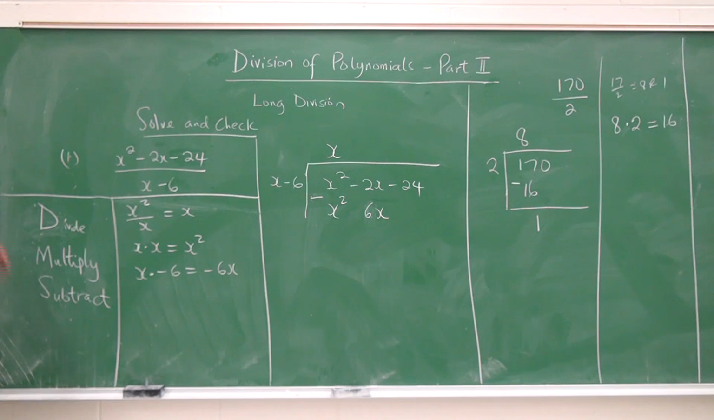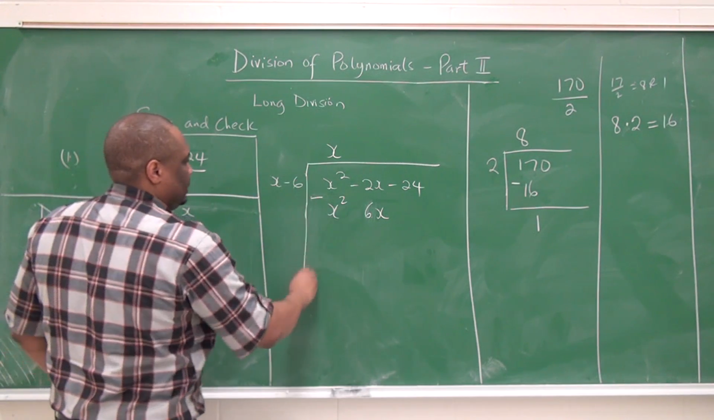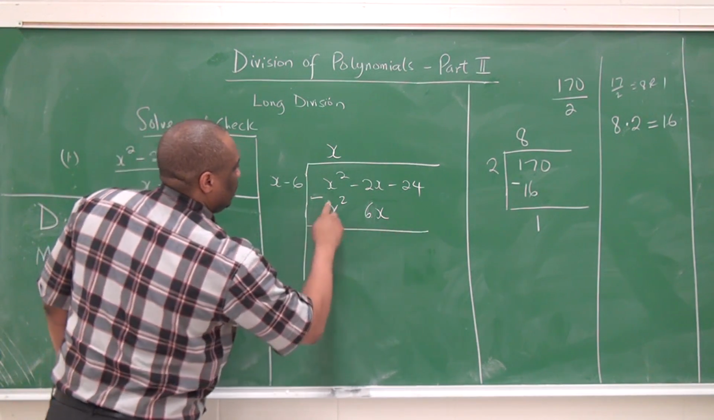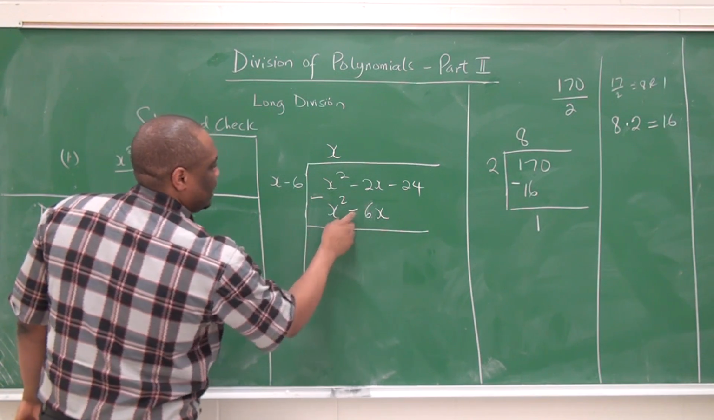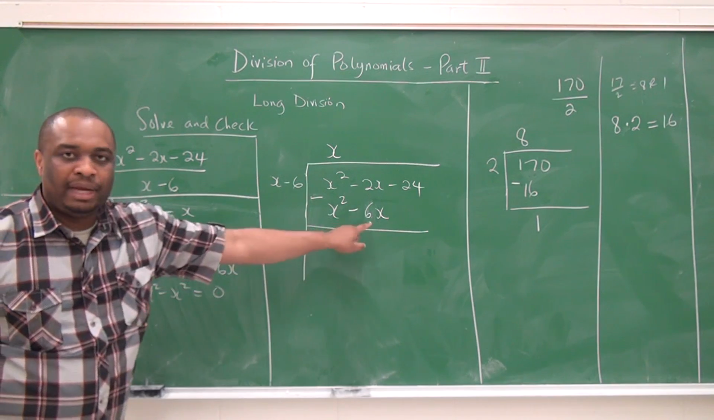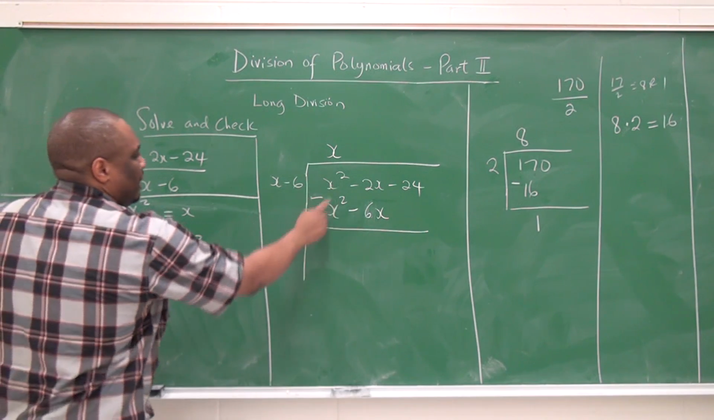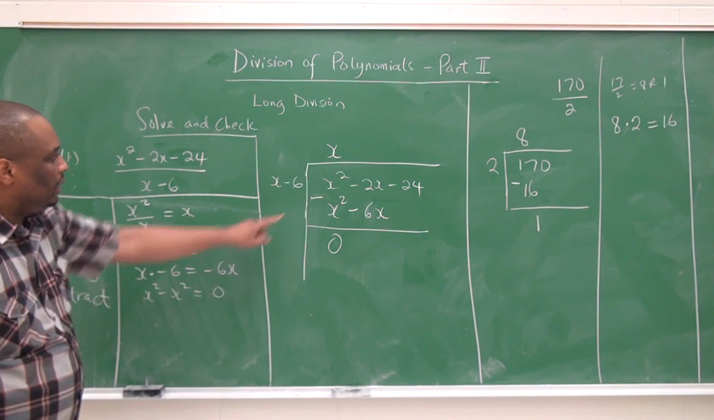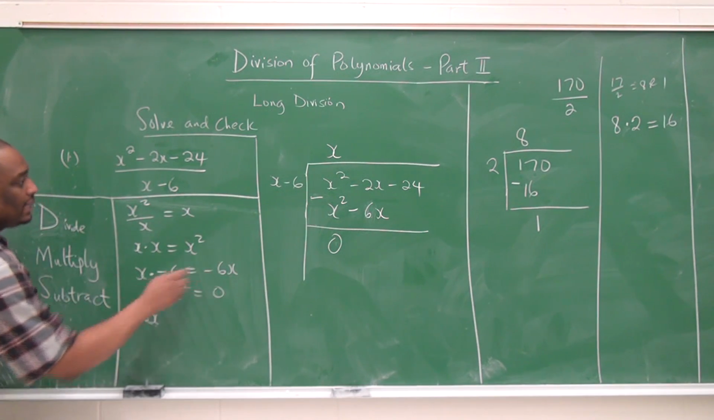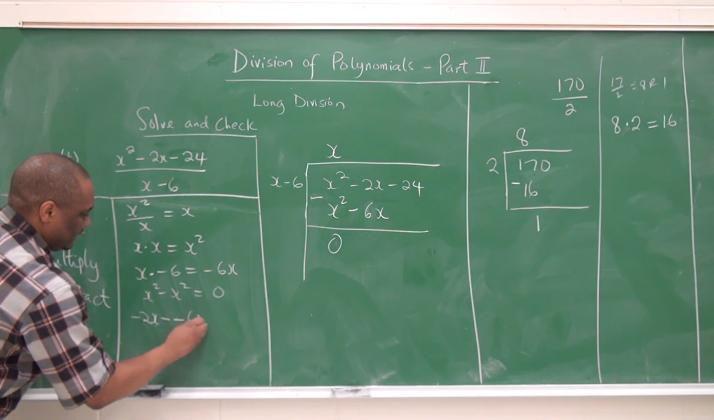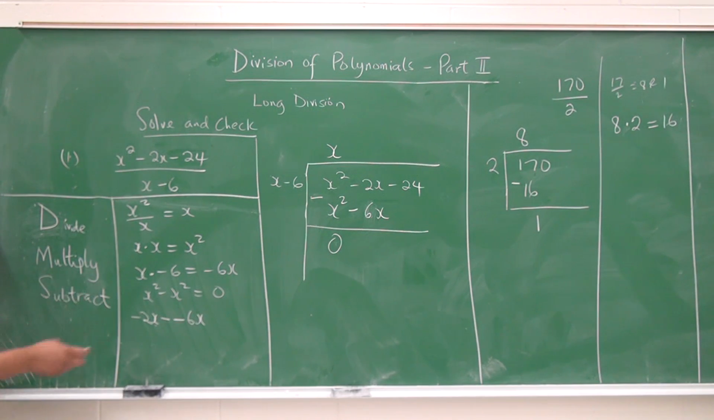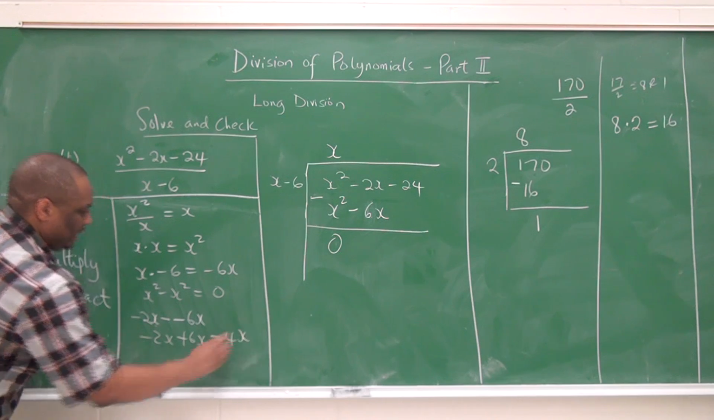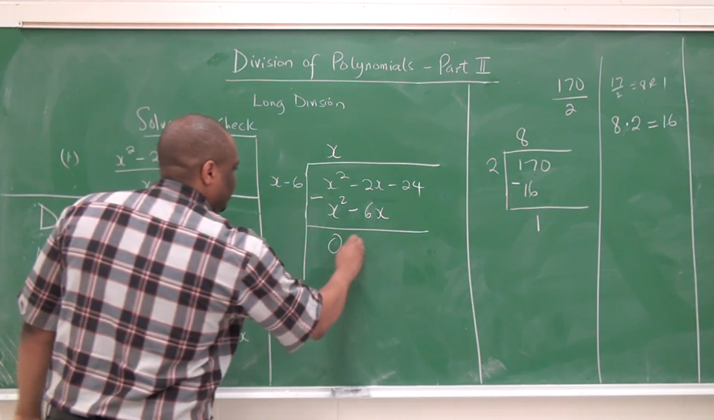Yeah. So here, if you do this, you do x squared minus x squared gives you 0. Okay, this is minus 6x, yeah. Remember, this is x times minus 6 to give you minus 6x. So you do x squared minus x squared gives you 0, right? And then you do negative 2x minus minus 6x, or minus negative 6x, it doesn't matter. So this is negative 2x plus 6x. And that gives you what? 4x. So this is plus 4x.